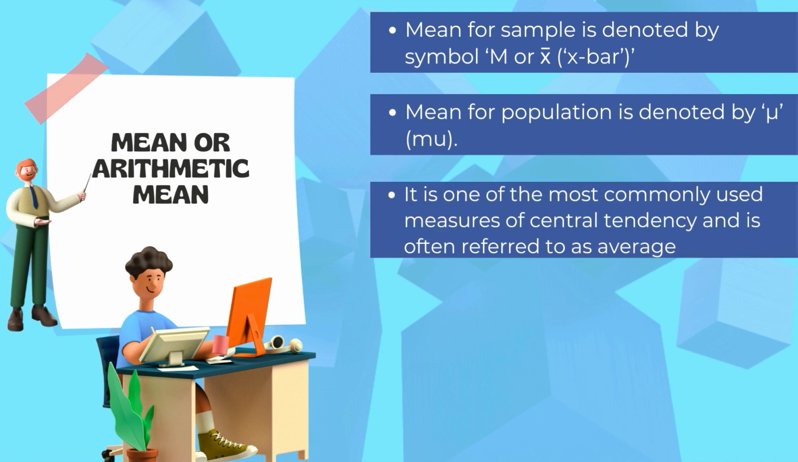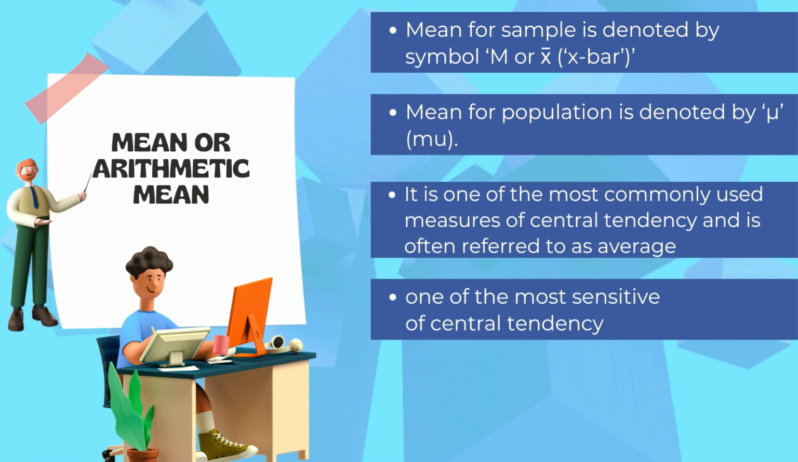It is one of the most commonly used measures, as you are aware, and as in the example that I have discussed with you, in which you calculated the average of your performance, which is also known as the mean of the performance. So it is the most common measure of central tendency, often referred to as the average. It is also one of the most sensitive measures of central tendency, because extreme scores always influence the mean. We will see how extreme scores affect the mean when we go for the calculation.